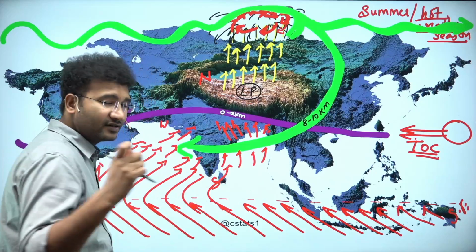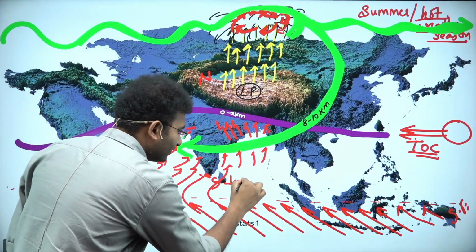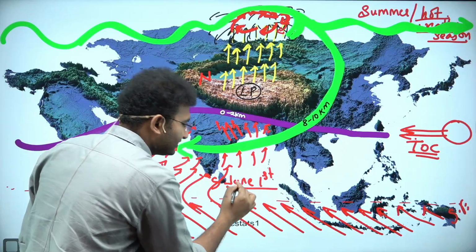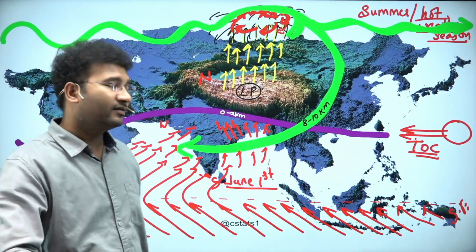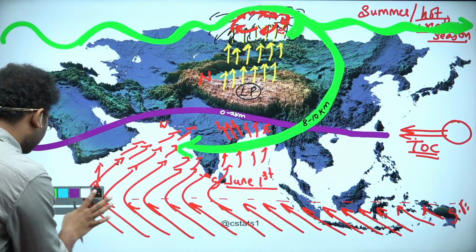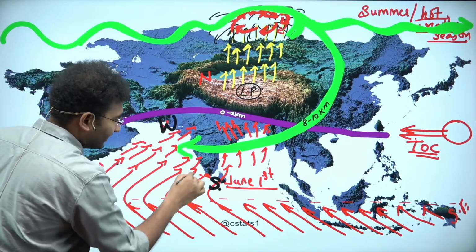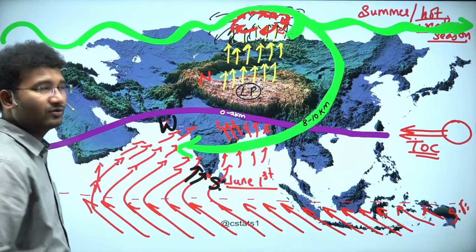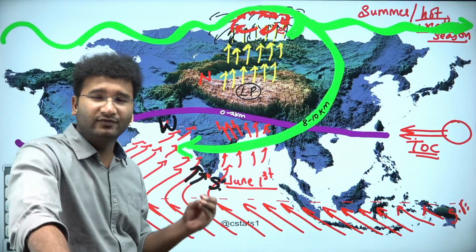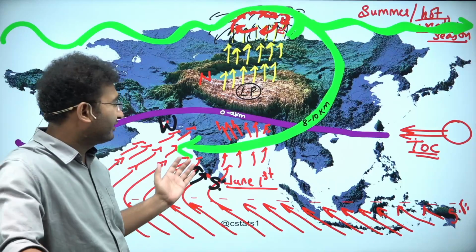So the first rain that comes onto India is on June 1st. June 1st is the date where the southwest monsoons come, that means, can you see this? Can you see this? This is south, this is west. The first winds that come and hit the Kerala coast are somewhere around the first week of June. In the first week of June, these winds came and hit India.